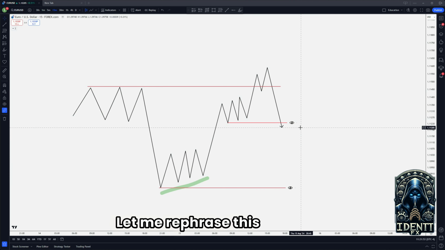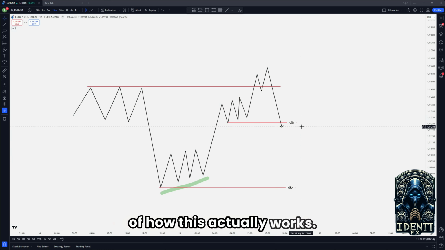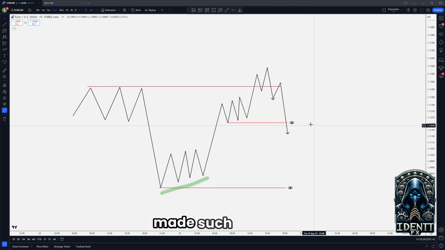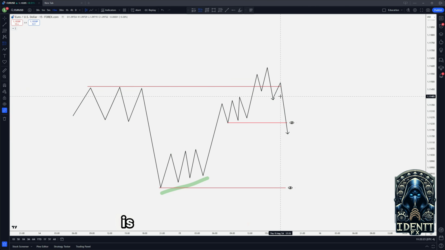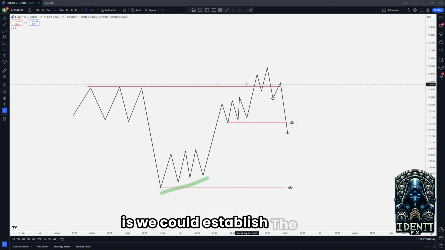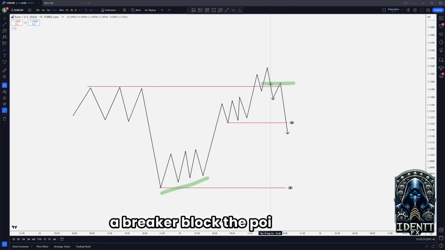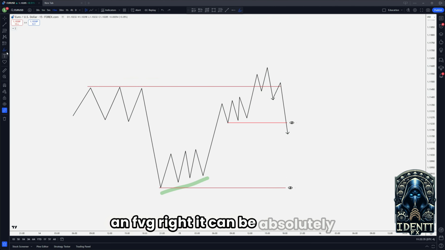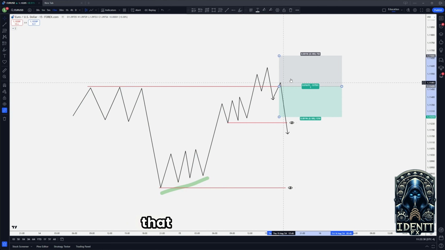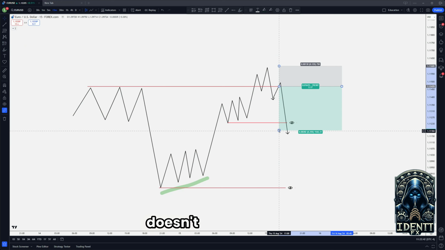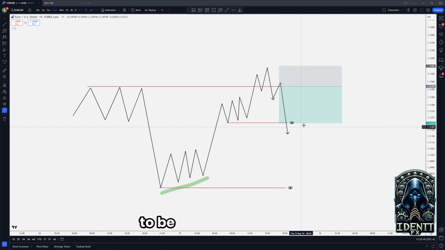Let me rephrase this example. I'm just going to go to the charts and show you some examples of how this actually works. Let's imagine a scenario here. We took a short. Let's say that we noticed that the market made such a move. What we could then do is establish a POI. The POI could be an order block. The POI could be a breaker block. The POI could be an FVG, right? It can be absolutely anything. So let us imagine that we took a short off of a fair value gap right here, or the breaker block. Doesn't really matter. Our first target is going to be the low right here.